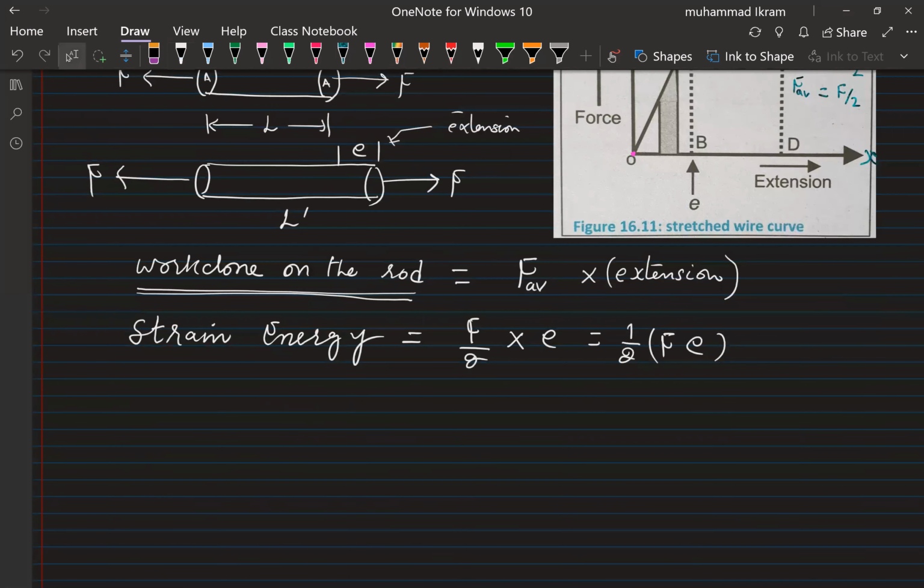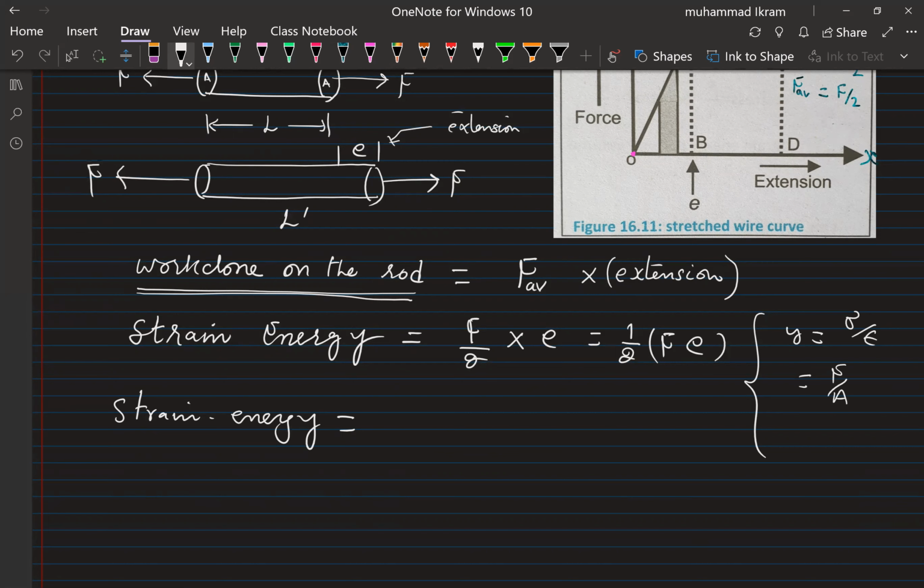Now you can express this in a number of ways. For example, this strain energy can even be expressed in terms of stress and strain. Let us see what Young modulus is. Young modulus is the stress to strain, the force per unit area. So force per unit area of an object, and strain is the change in length to the original length. I'm doing things very directly, I'm sorry for that. Force per unit area and the change in length to the original length.